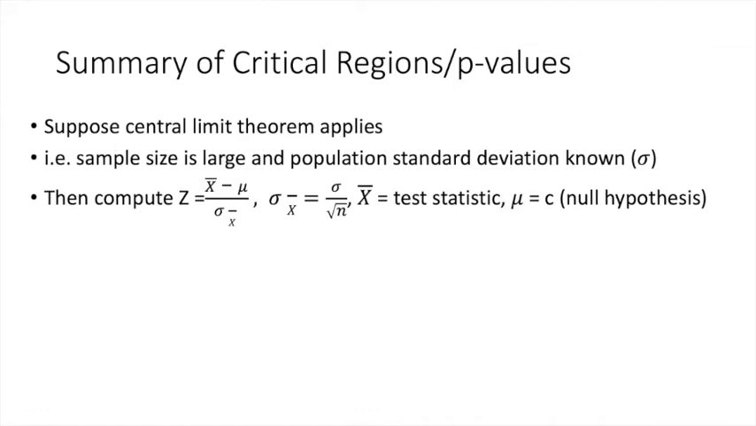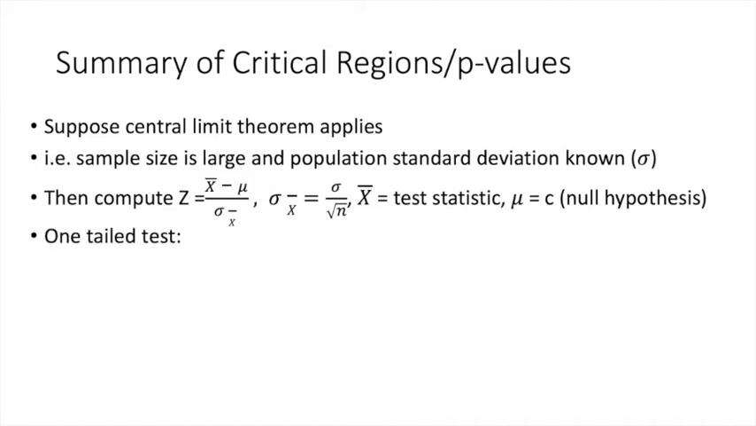Here x bar is the observed sample mean, mu is the population mean under the null hypothesis and equals some value c, and sigma x bar is the standard deviation of the sampling distribution of the sample means. According to the central limit theorem, it equals sigma over square root of small n.